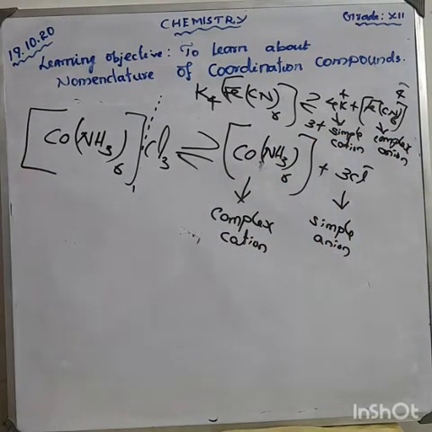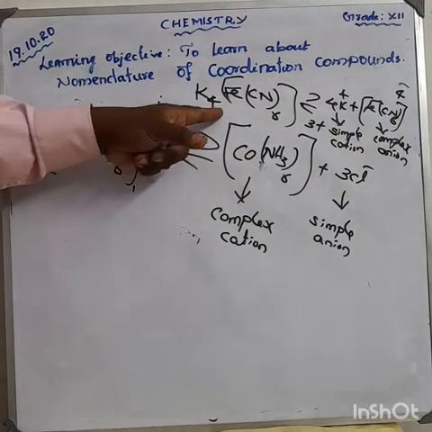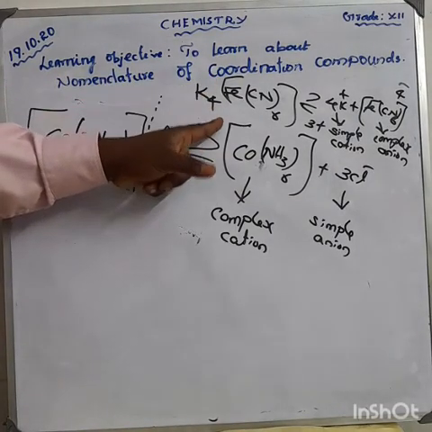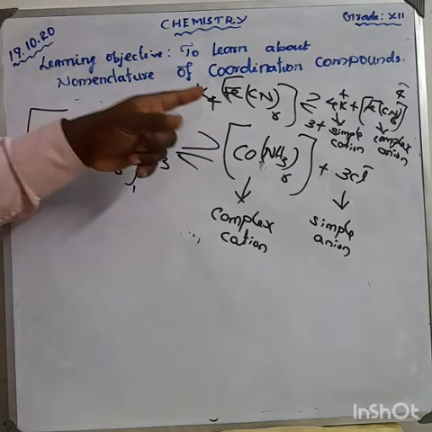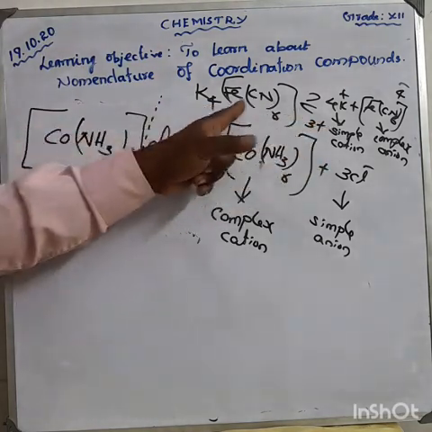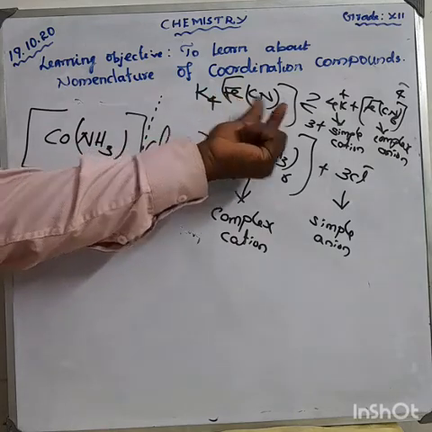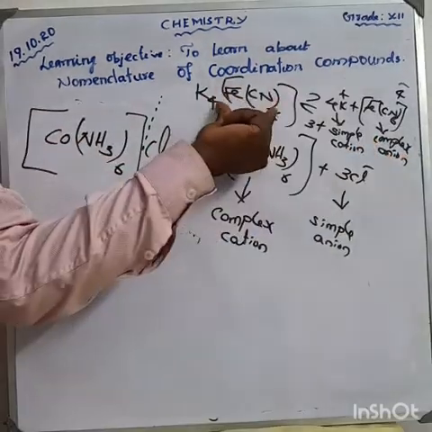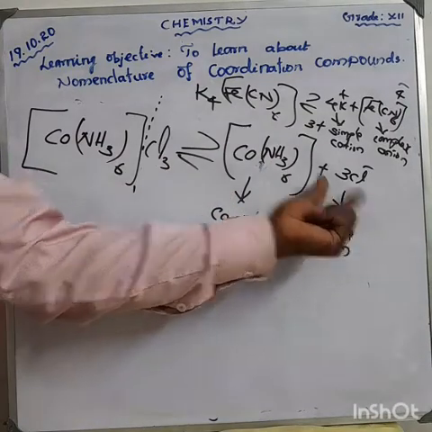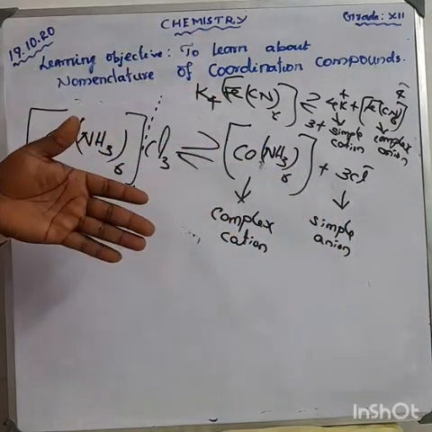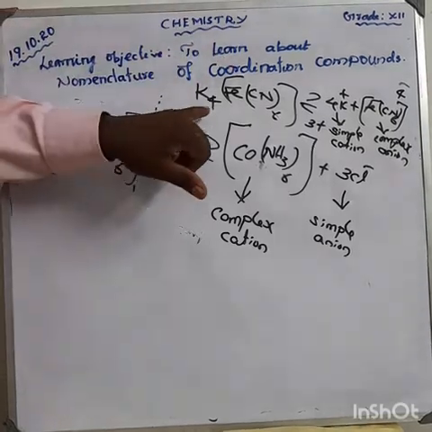Can you differentiate the two equations? In the first one, we are splitting the coordination compound, and only the counter ion is leaving out, am I right? The first one is a simple cation, complex anion. The second one is a complex cation, simple anion. Can you differentiate? This is the first equation.